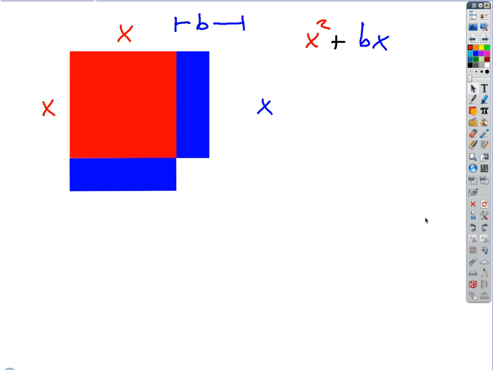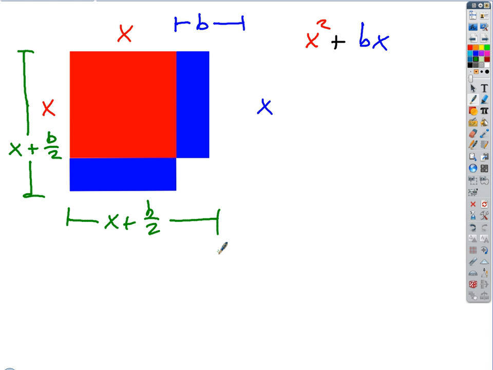What is the width of each of those blue rectangles now? Okay, x by half of b, because I cut it in half, right? Instead of going all the way over to b, I cut it in half, right? And so wouldn't you agree then that this distance from here down to there is x plus b over 2, right? And that's the distance from there over to there.